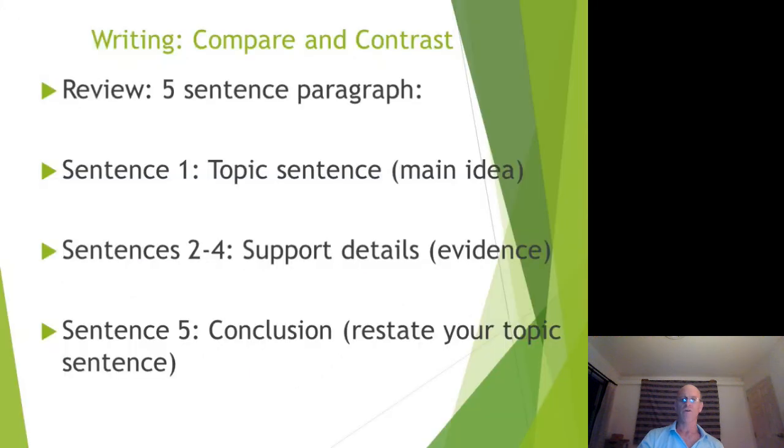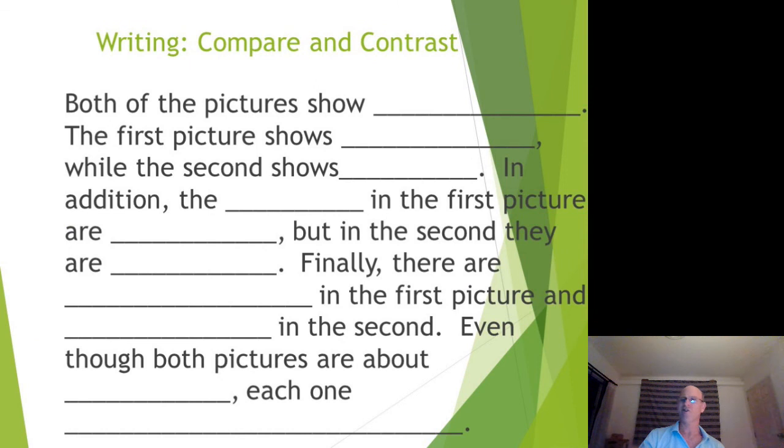Okay. Then what you'll do basically is write a five sentence paragraph. The first one is your topic sentence, which is your main idea. Sentences 2 through 4 are your supporting details, and sentence number 5 is your conclusion, where you restate your topic sentence. Now, if you want, this will make it much easier. You can use this cloze structure, which will basically make it much easier to write the paragraph.